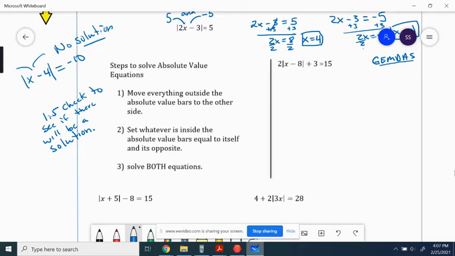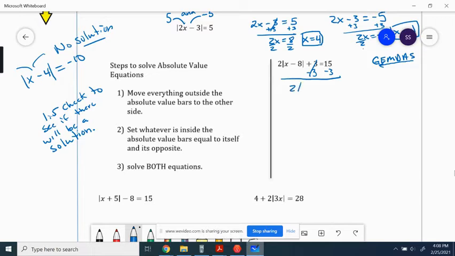We want to solve using inverse operations, going the opposite way. What I have here is multiplication, 2 times the absolute value of x minus 8, and then I have addition here, right? So I want to do the opposite. I want to get rid of this 3 by subtracting, and then I will divide by 2. So I'm going to subtract this 3, get it out of here.